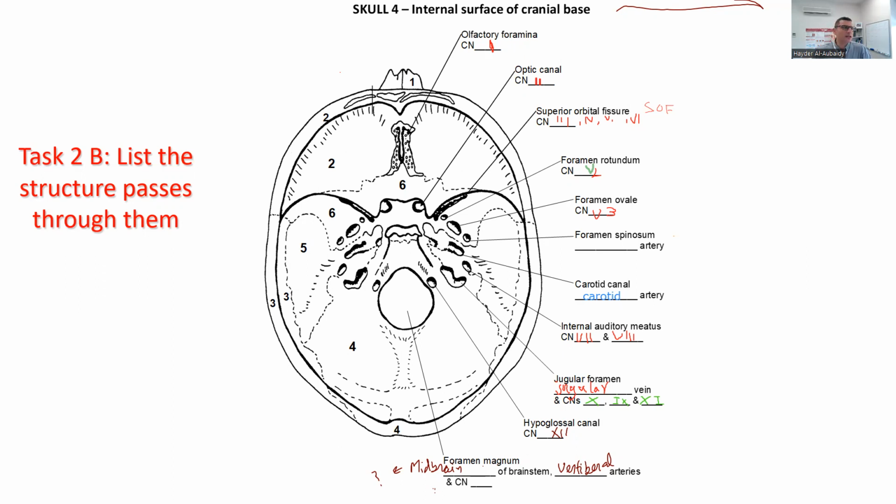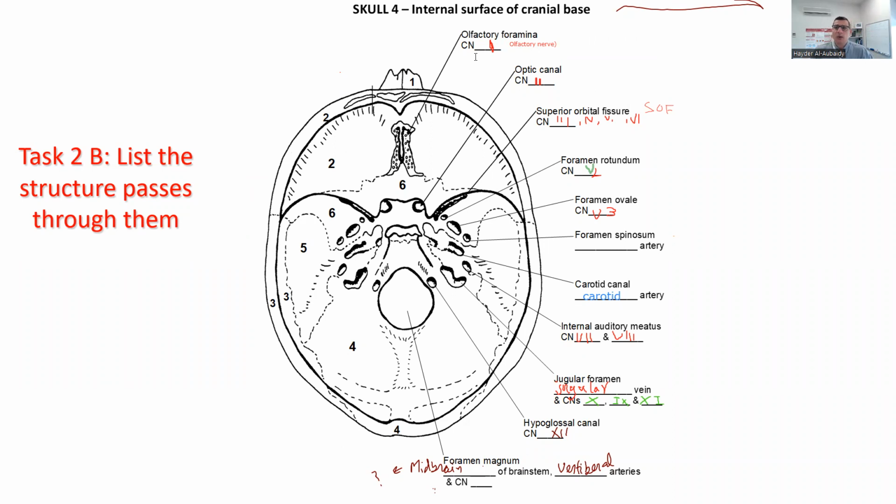Beautiful. So now let's go through them one by one. Olfactory foramina, cranial nerve 1. What do we call cranial nerve 1? Olfactory nerve. Okay. Why this color? I don't like it, I want this one. Yes, olfactory nerve. Or we use blue color so it's easier also.